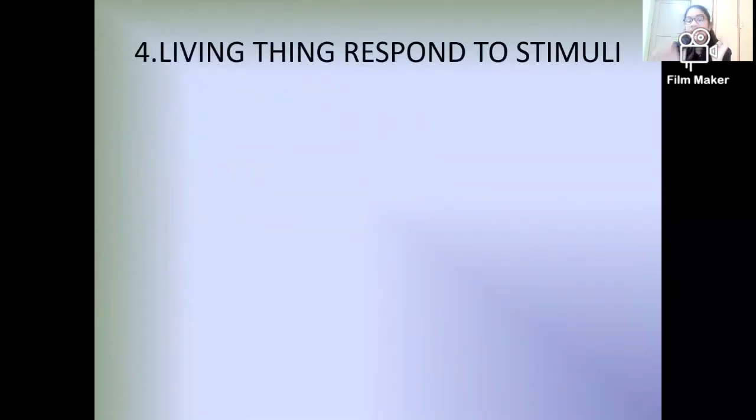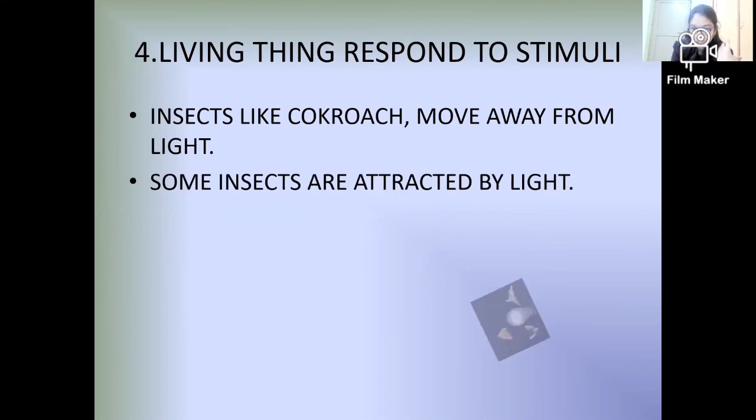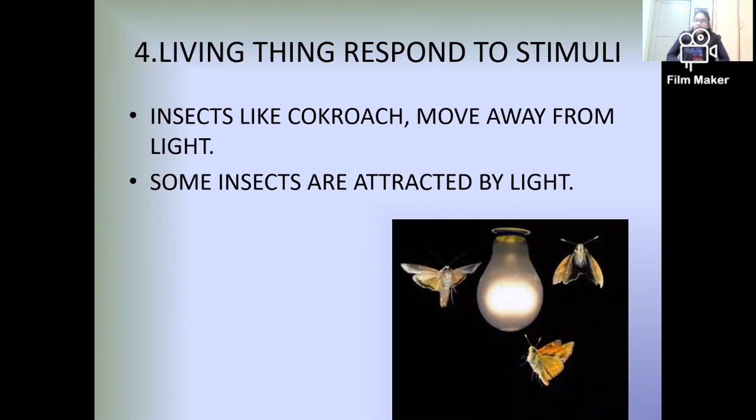Now, the fourth thing is that living things respond to stimuli. Insects like cockroaches move away from light, and some insects are attracted by light. When you go to your grandmom's village at night, if the lights are on, you can see insects like moths. They are attracted to the light, they gather in a group and fly near the light. They stay there until the lights are off.